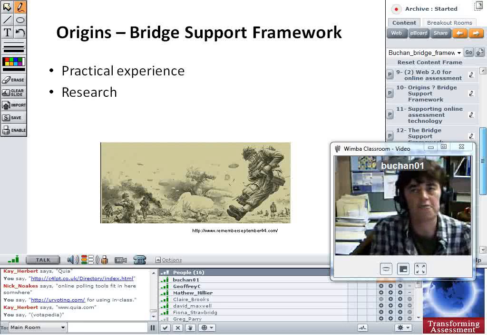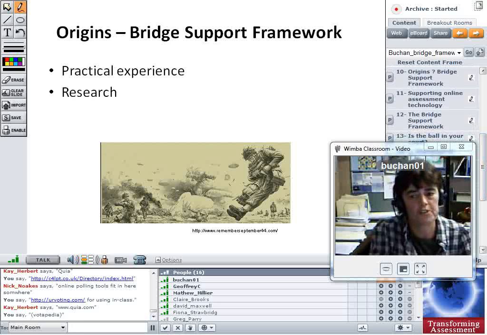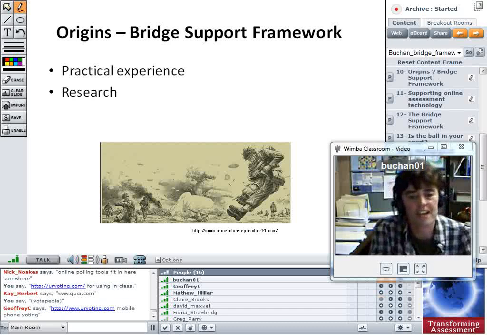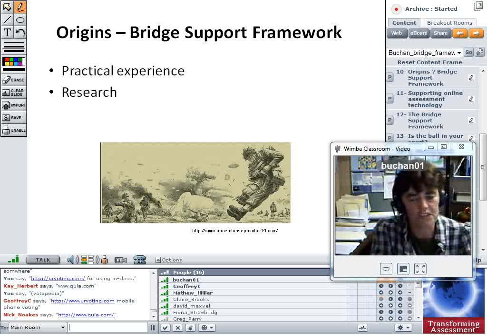But that background, really, we need to relive it and think about where we're at, because that's what the bridge support framework is for. It's about saying, analyze where you're at, take some bits, and then perhaps know where to move on. So the bridge support framework, its origins came through practical experience, mainly a disaster, and also really sound research and thinking.